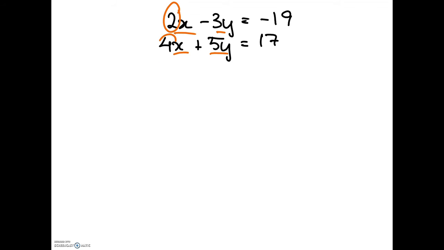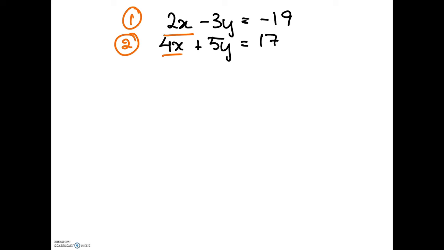So here we have 2 and 4, and here we have 3 and 5. So as you can see, nothing is the same. So in this case, what we're going to want to do is make one of our equations, so either equation 1 or equation 2, equal to the other. Now that doesn't make much sense, but basically all we're doing is taking one variable. In this case, I'm just going to use x.